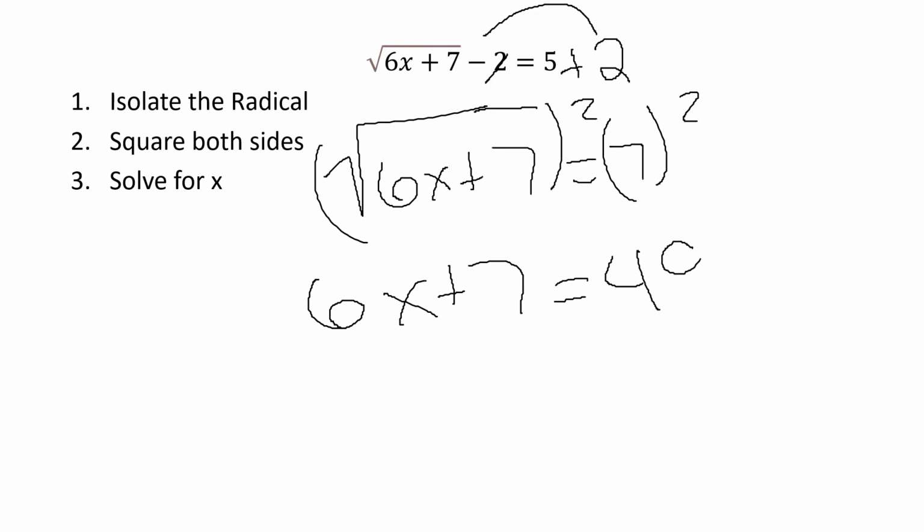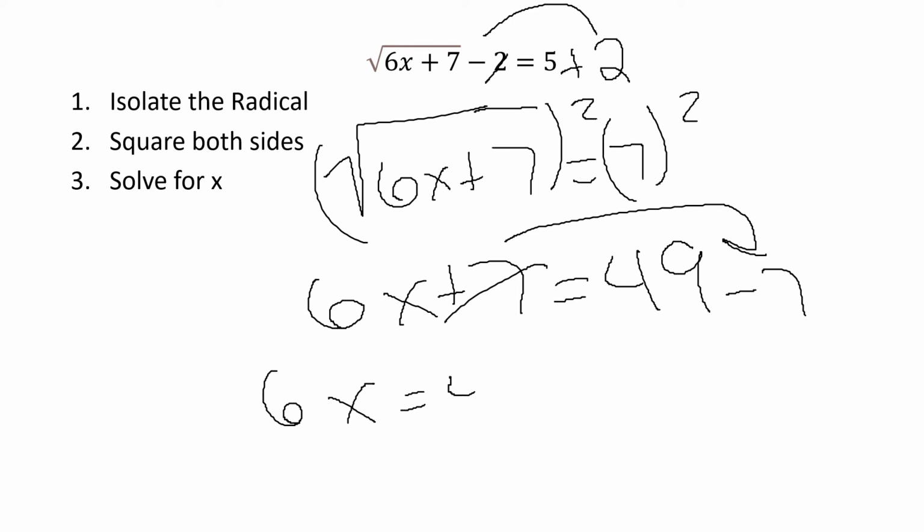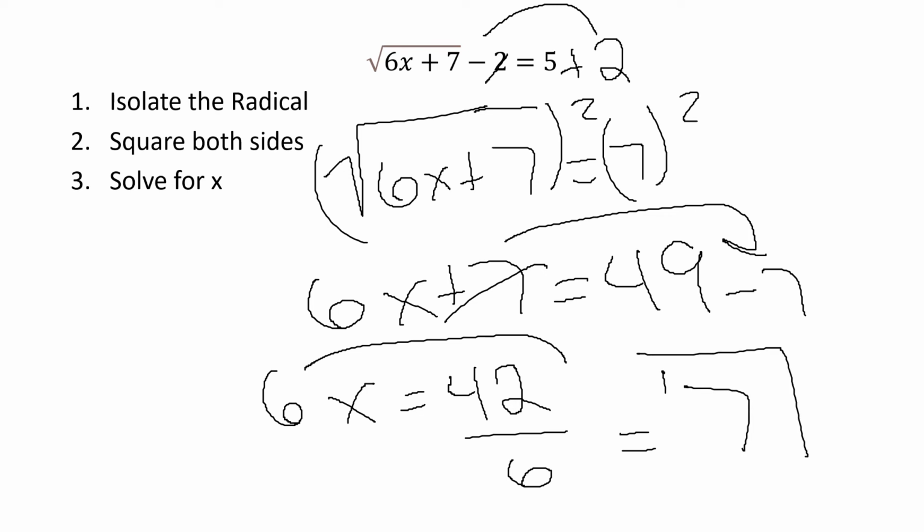7 squared is 49. Move this 7 over, it's going to become minus 7. So 6x equals 42. Move this over, it becomes divided by 6. And then you have 42 divided by 6, which simplifies down to 7. Isolate the radical. Square both sides. Solve for x.